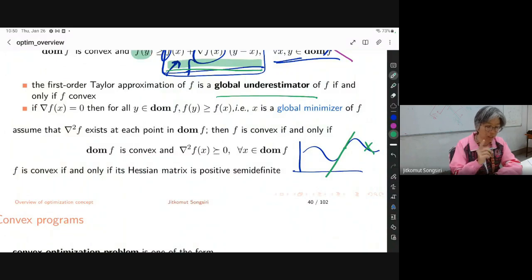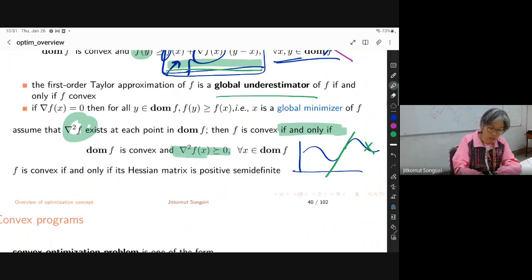The second order condition is also important because it provides a practical way to check convexity as well. If the second order derivative exists, that is, if you can find the Hessian, you can check convexity by checking whether the Hessian matrix is positive semi-definite or not.